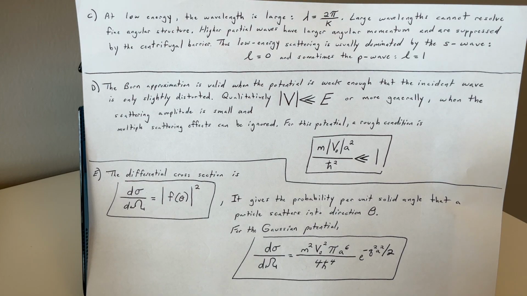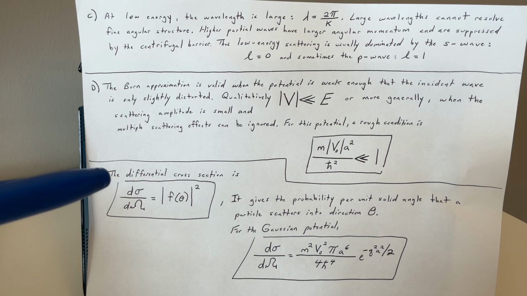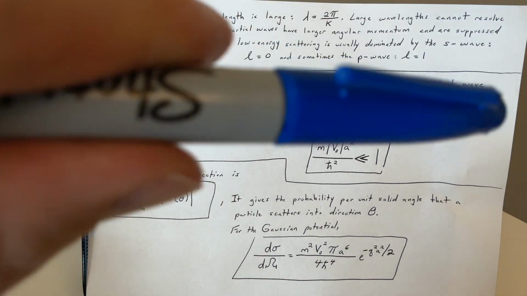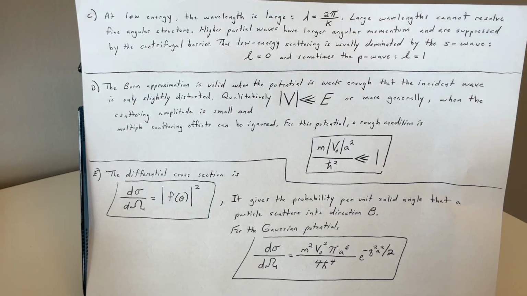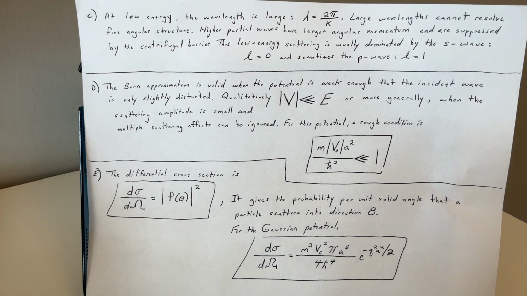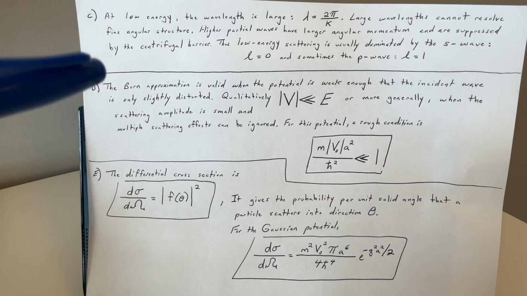Now, part D, the differential cross section is... and I think I did misspeak there. Just follow the mathematics. This is correct, this is the correct answer. So if I misspoke, my apologies. The correct answer is on the paper.